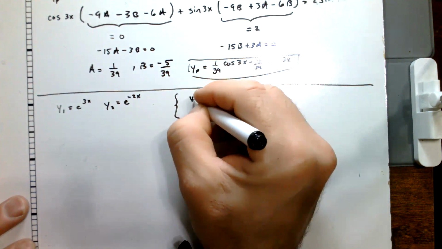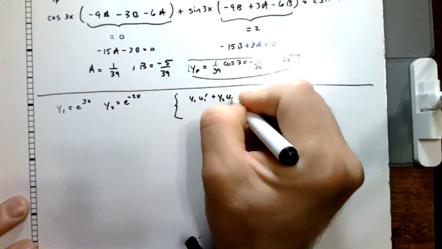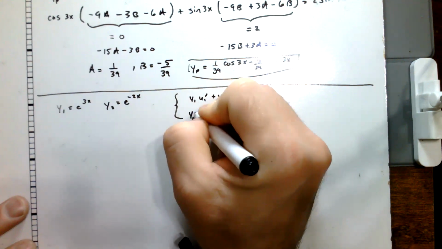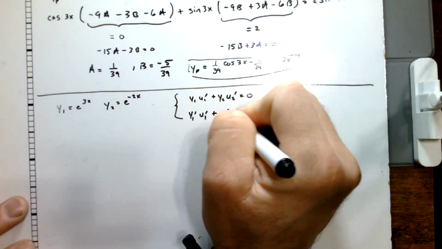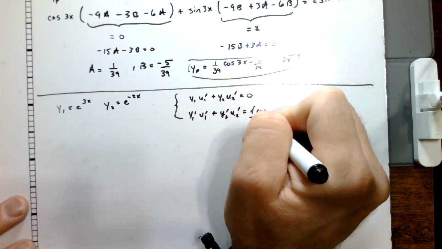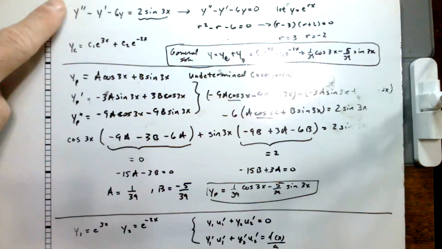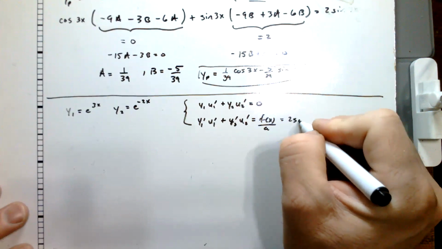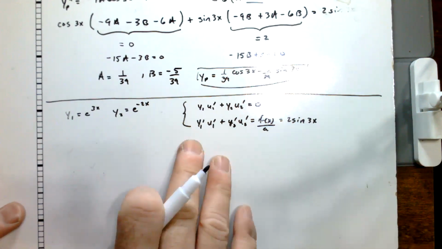We have y1 u1 prime plus y2 u2 prime. That term has to equal 0, and then we also have that y1 prime u1 prime plus y2 prime u2 prime has to equal whatever our function is divided by the coefficient of the original. Since a for our differential equation is the term from here, since that's 1, it's just f of x, which for us is the 2 sine 3x. Okay. We know what y1 and y2 are, so we just got to plug those in.